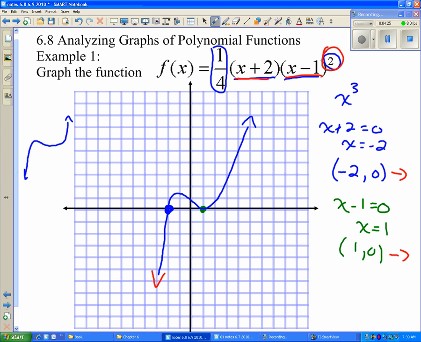Don't forget my arrow down there. I know since it's odd and it's a positive leading coefficient, it has to be positive Egyptian, and this is what my graph looks like. That's analyzing graphs of polynomial functions without using a calculator. Let's look at another example.